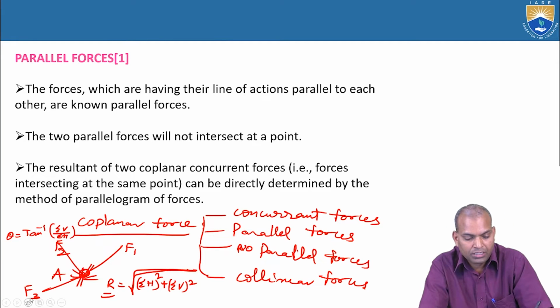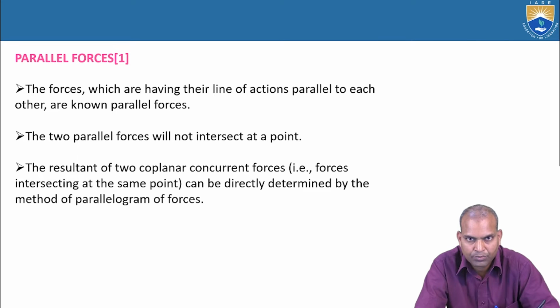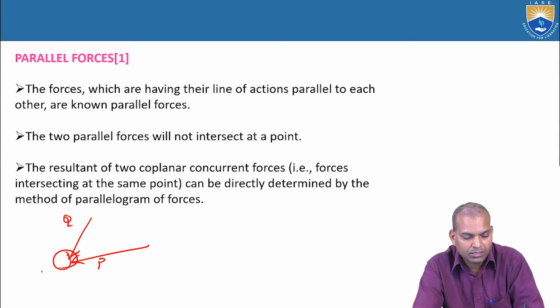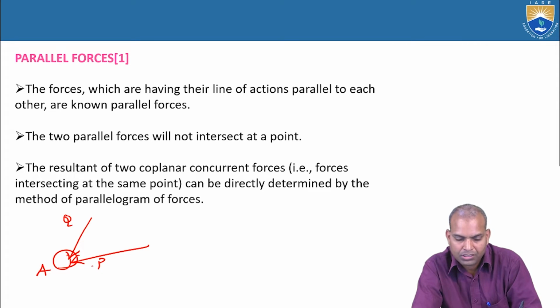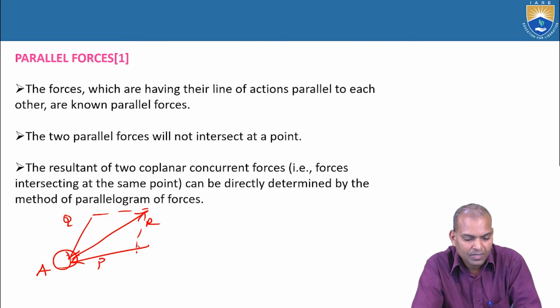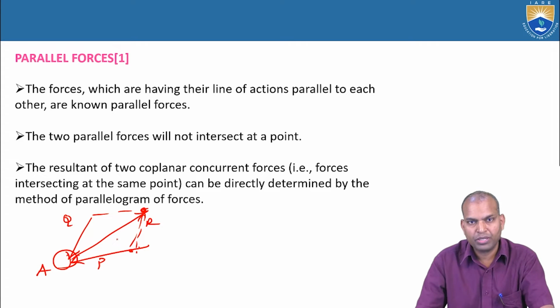Suppose only two forces are acting on your body, P and Q. What about the resultant force on a particle A? The resultant force of P and Q can be calculated by using the Parallelogram Law of Forces. R represents the diagonal of the parallelogram for P and Q. It represents the resultant force of P and Q.